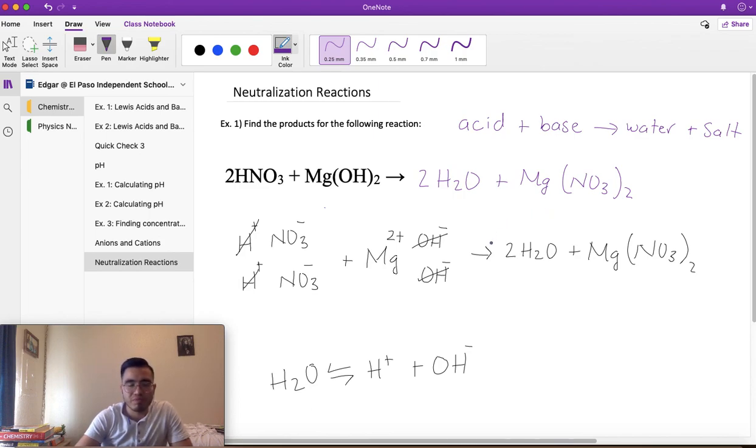There you go. The concept is you have an acid and a base. The products are water and salt. Start with the water, and whatever's left, combine it. Make sure your charges are balanced, and that should be your salt.